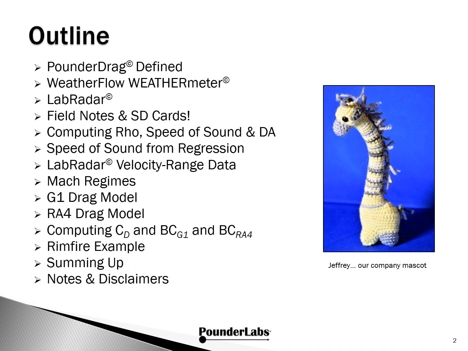First, we explain what we're doing and why, then focus in on the technologies involved, in particular the LabRadar. Explain how to reduce environmental data, then move on to data from the LabRadar, briefly discuss Mach regimes, standard drag models, and then how to compute the coefficients. We wind up with a rimfire example and sum up.